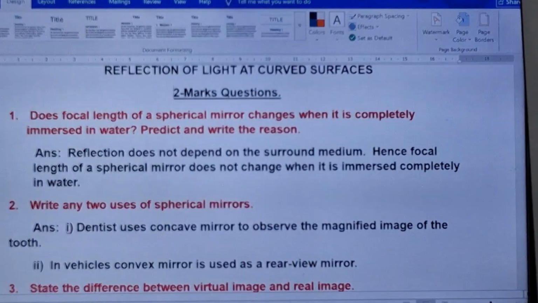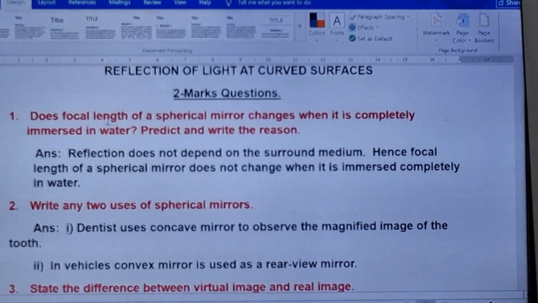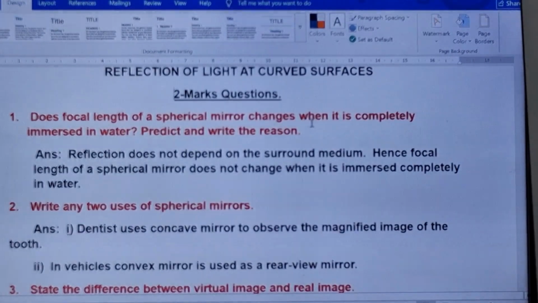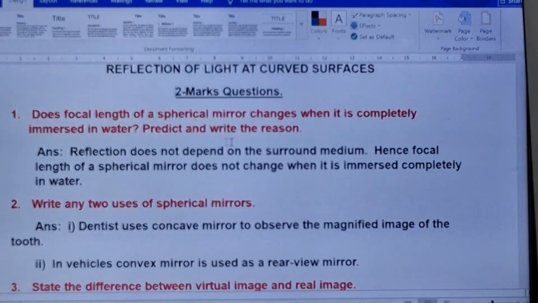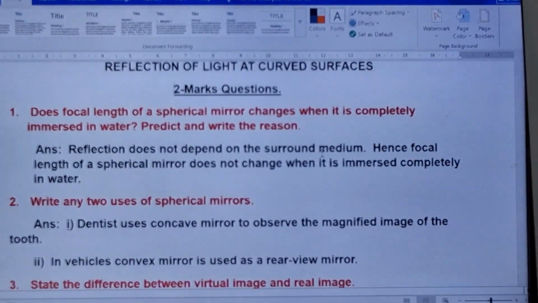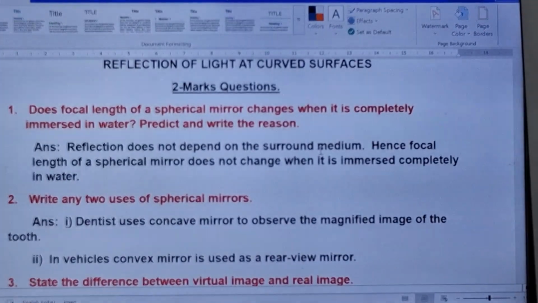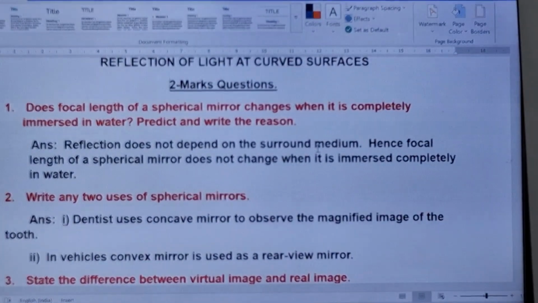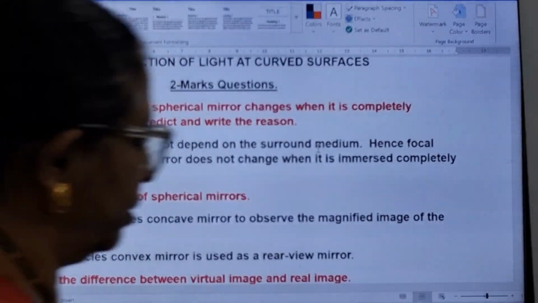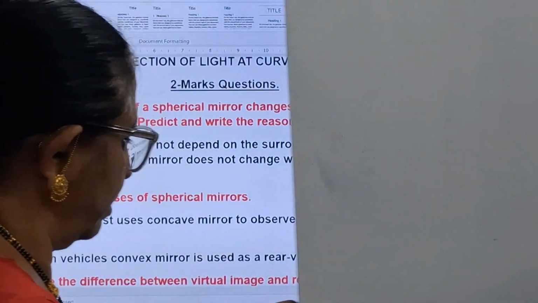The first question here is, does the focal length of a spherical mirror change when it is completely immersed in water? Predict and write the reason. So, first of all, what is focal length, children? Already you know about this, just a small drawing will help you further, children.